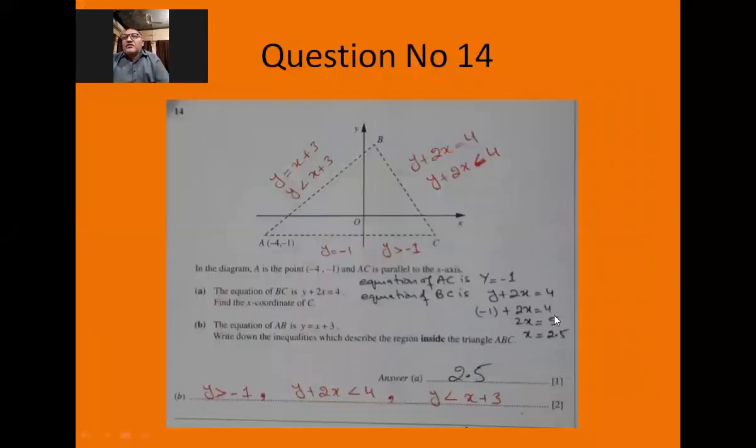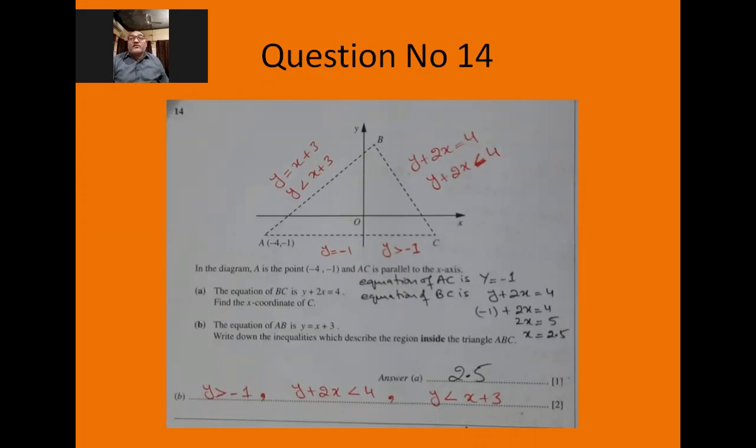So here we go. You know that the equation of AC is y equals -1 and the equation of BC is y plus 2x equals 4. We will solve these simultaneous equations with each other. Here you have the value of y. I put that value in the second equation. So you will have -1 plus 2x equals 4. So 2x equals, this will go there and add, 1 plus 4, that will be 5. So x will be 5 divided by 2, and that will be 2.5. So the coordinates of C will be (2.5, -1).